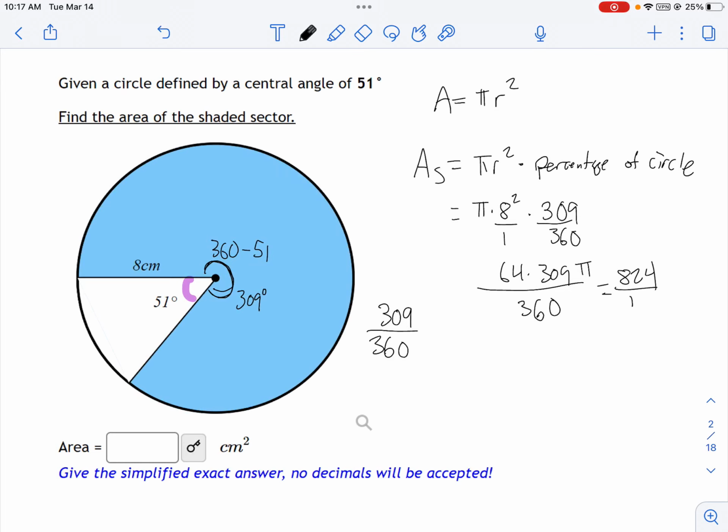Now, pi was in the numerator before. It's still in the numerator now. Don't forget about it. It is still there. And that's it. That is a simplified answer. 824 pi over 15 is your answer.